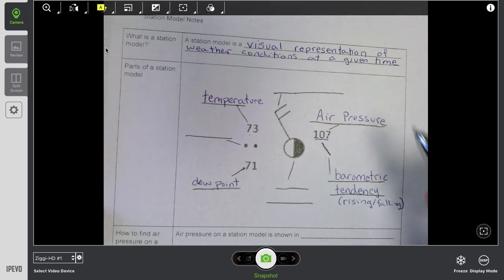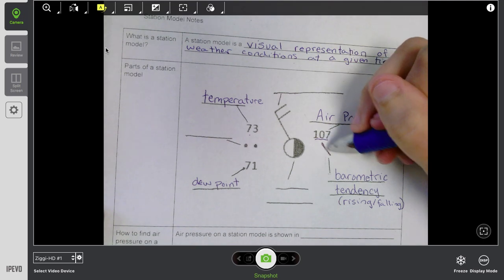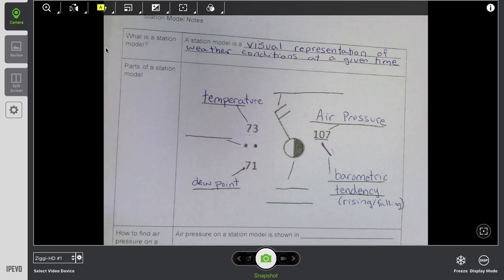Now, as you can probably guess, in this one, because it's sloped down, like you're rolling down a hill, that's falling air pressure. All right, let's move on.